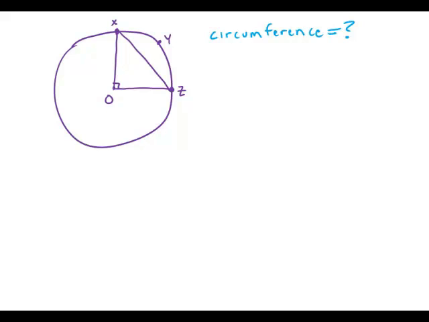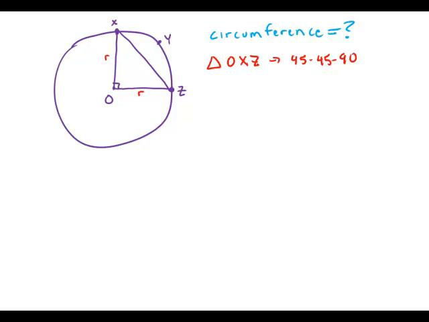What is the circumference of the circle above with center O? Well, we know quite a bit about this diagram already because triangle OXZ, both of its legs are congruent, they're radii. And so what this means is that triangle OXZ is a 45, 45, 90 triangle, also known as a right isosceles triangle.